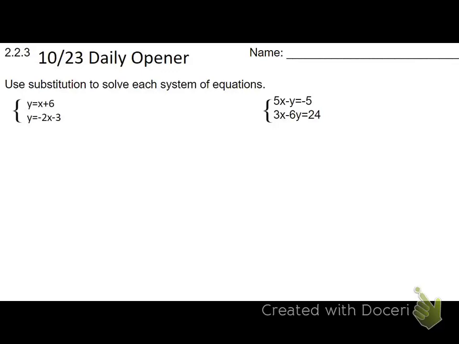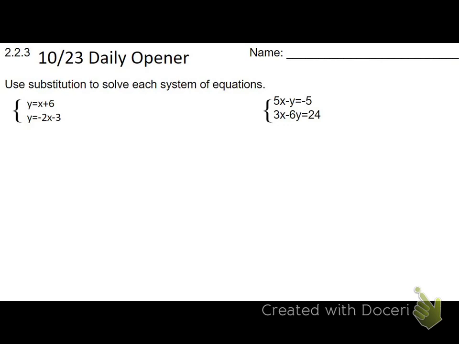Okay, so today's opener, the last opener we're going to do before we take this quiz, because we're not postponing it, we're going to use substitution to solve each system of equations. So this first one here, what do you guys notice about it? What's something you notice about this first system of equations? Yeah, they both start with a y. So how would I substitute and solve?